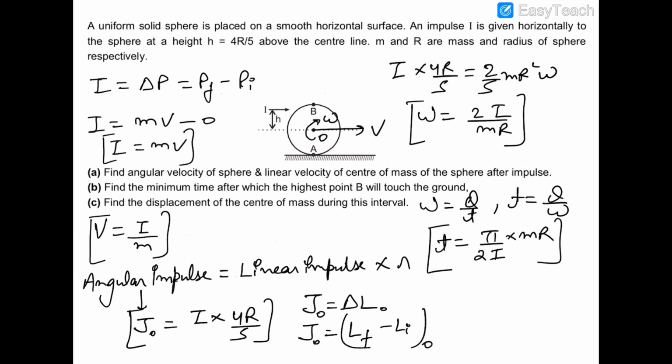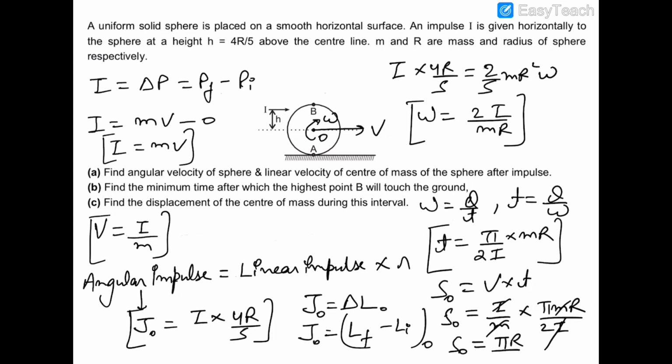And finally we have to find out the displacement of center of mass during this interval. So displacement of center of mass will be its velocity into time, and its velocity is I upon m, and time is pi mr upon 2I. So cancelling this I with I, m with m, the displacement will be equal to pi r by 2. So now let's move on to the next question.